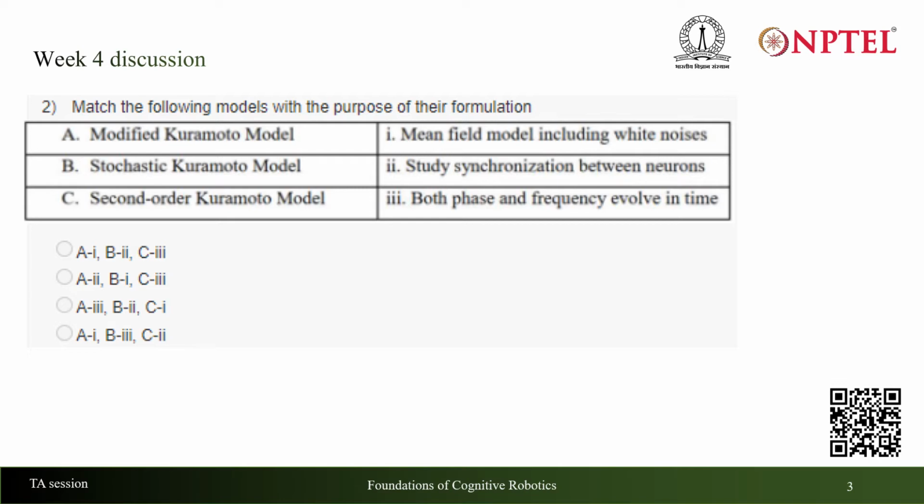So this modified Kuramoto model was originally implemented to study the synchronization between neurons. So A maps to 2. The stochastic Kuramoto model led to the mean field model, including white noises. So B with 1. And the second order Kuramoto model was used to study how both phase and frequency evolve in time. So the correct option for this question is A with 2, B with 1, and C with 3. It's B.